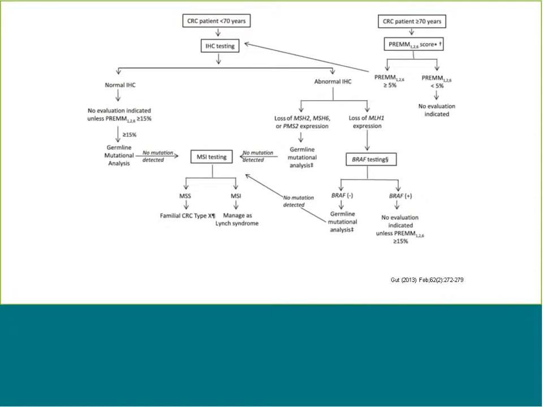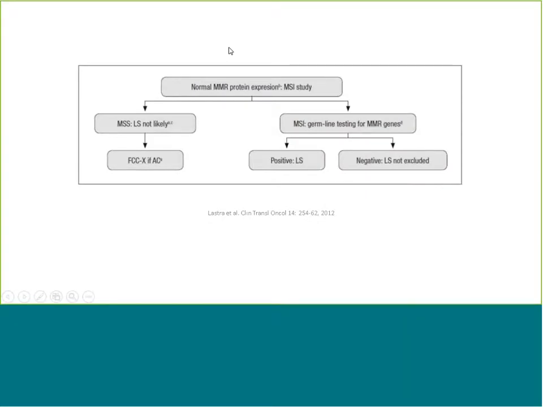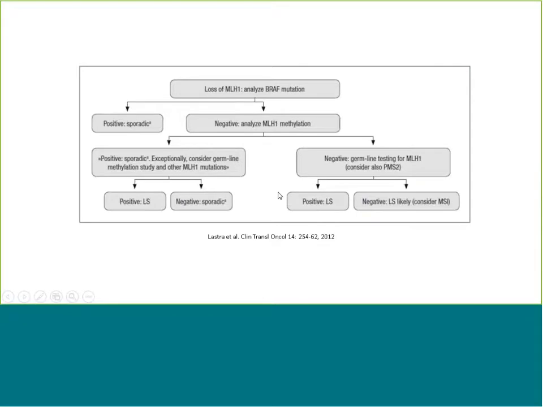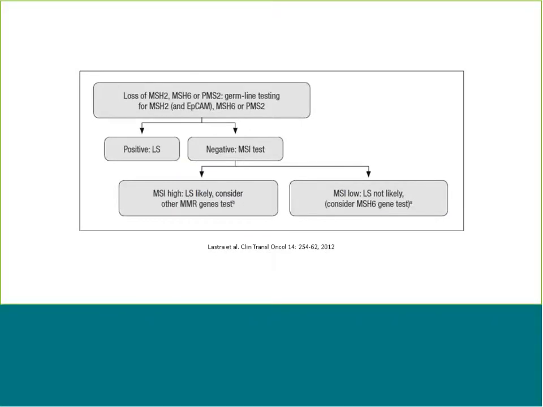So again, as you go through and look at this, here's another approach that uses patients under 70 as the starting point. Another one here has a different set of approaches to the testing. Here's one that goes to the BRAF alteration immediately after loss of MLH1. And again, with the loss of any of these, here's the initially negative test, and then you're going to go and evaluate the molecular pieces of it.